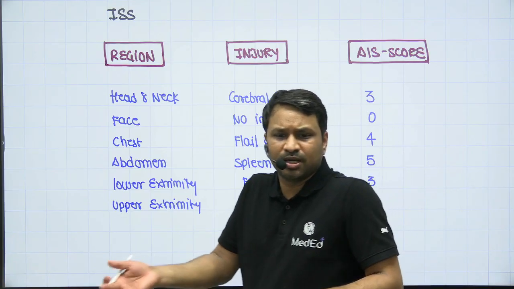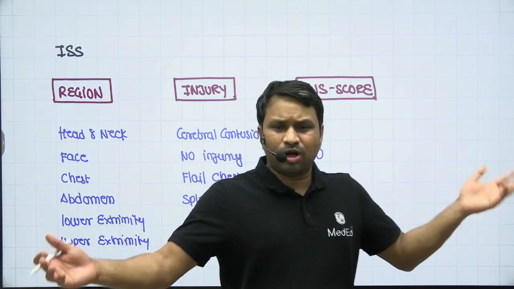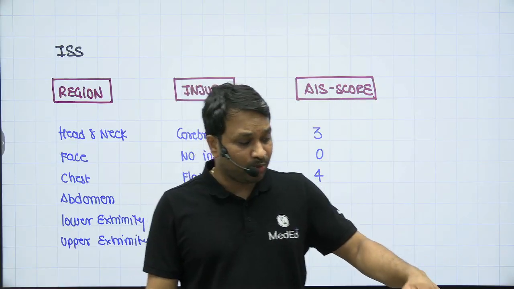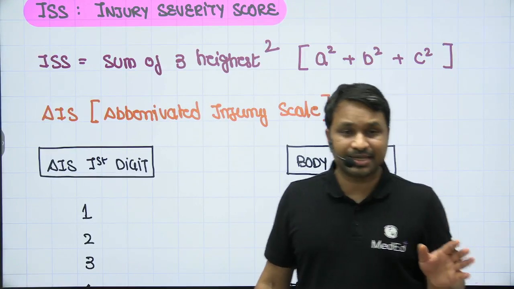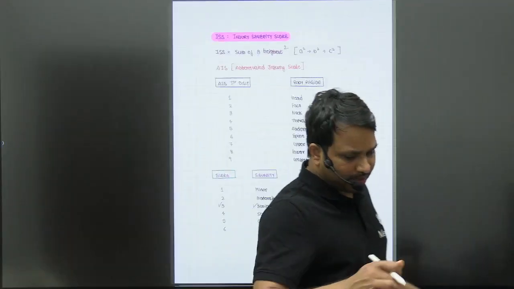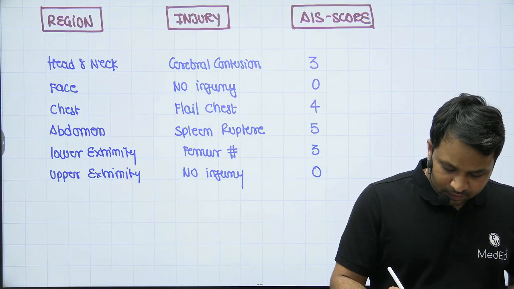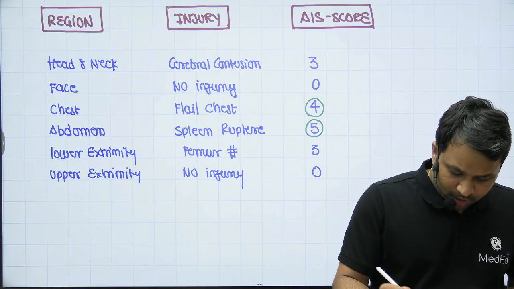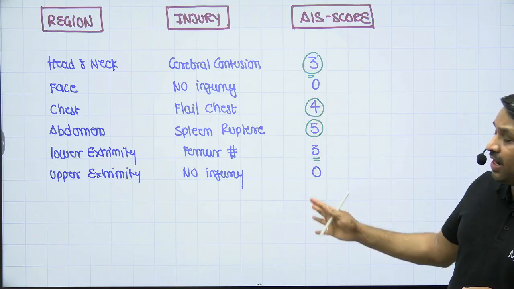You'll say, so what is the importance of all these scores? Now when you come back to our scoring systems, I said ISS is the sum of the squares of the 3 highest scores. Come back here. What are the 3 highest scores that you can see? You have 5, 4 and 3. You can say either take this 3 or this 3, doesn't matter. So there are 3 highest scores that you have.